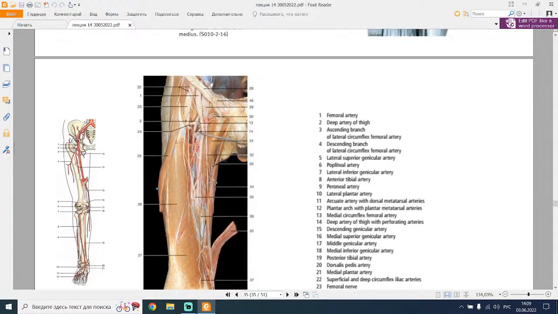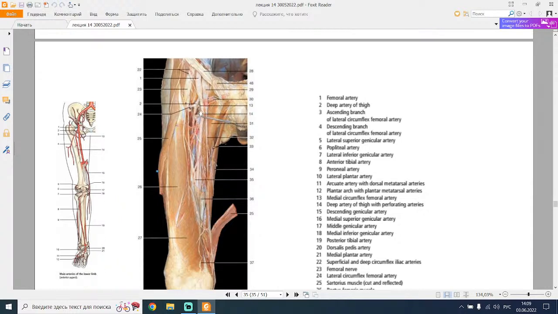And you see ligamentum inguinale, femoral artery, arteria femoralis. This is arteria perforantes. You see arteria femoralis profunda. This is arteria circumflexa femoris lateralis.